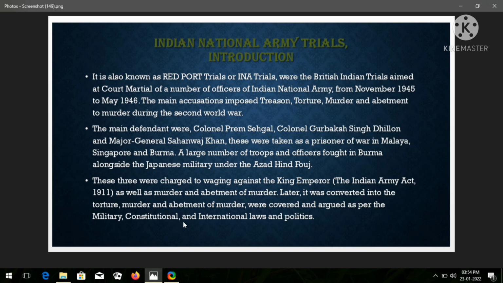Today we'll discuss a topic related to modern Indian history. This topic is very important and significant for students who are preparing for the UPPCS examinations and all other examinations in which modern Indian history is included.